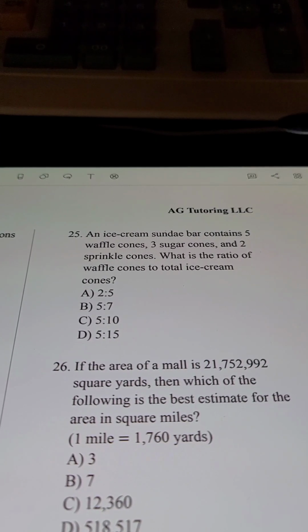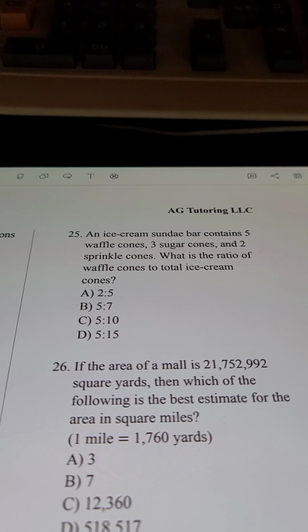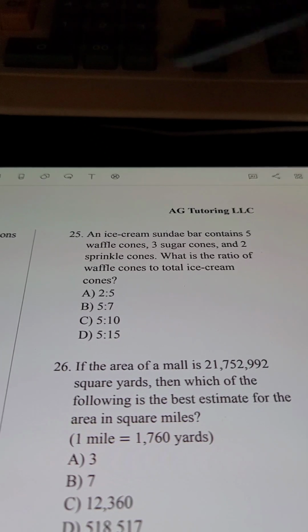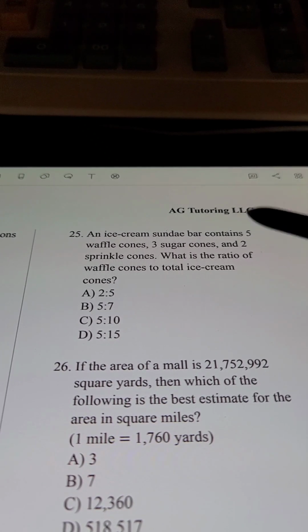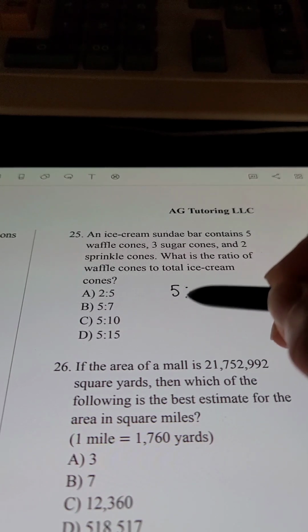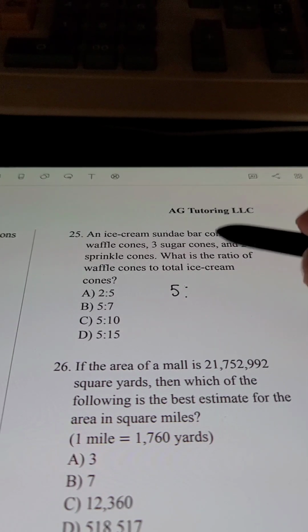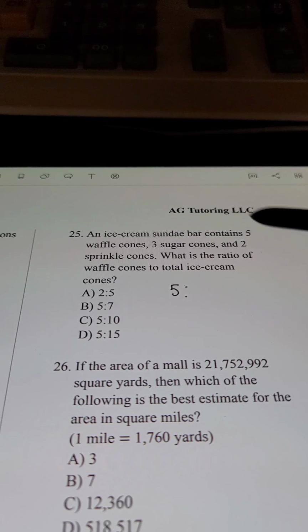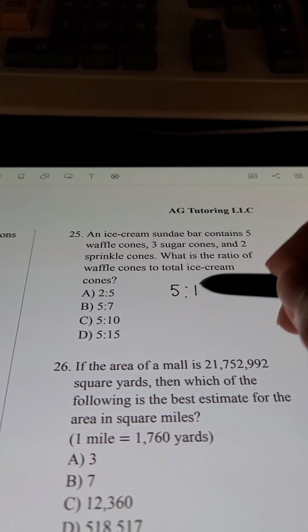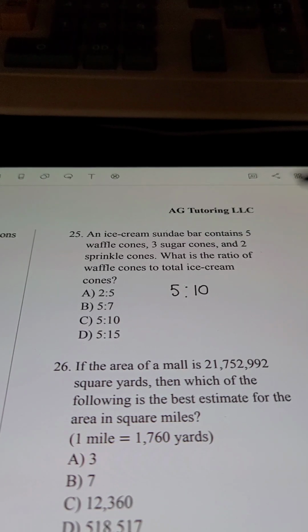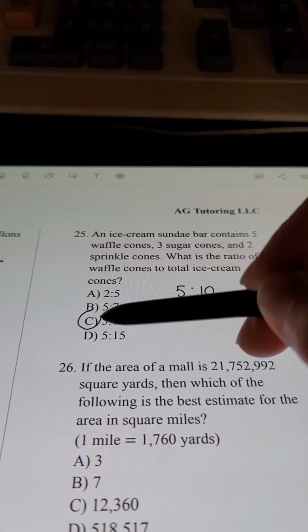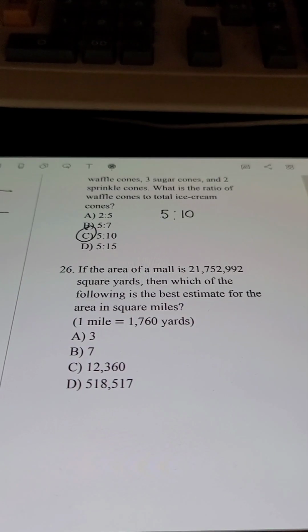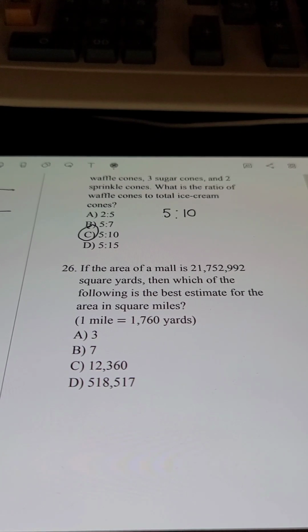Okay, now for number 25, pause to read if you haven't already. So if I want the ratio of waffle cones to total ice cream cones, waffle cones would be 5. And the total number of ice cream cones would be 5 plus 3 plus 2, which is just going to be 10. So 5 to 10, C. Okay, pause to read number 26 if you haven't already.